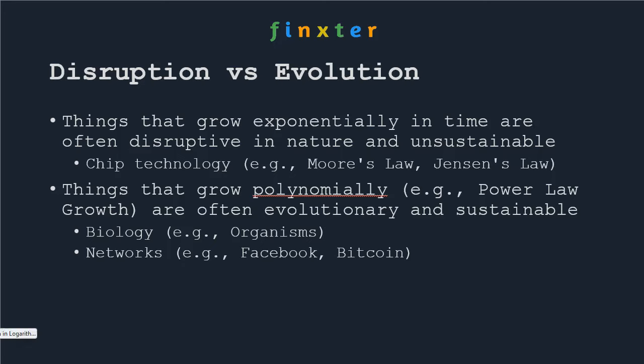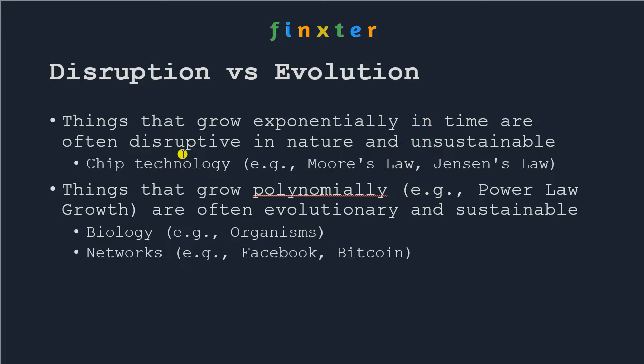Okay, let's have some general outlook, or maybe a bit more of a general view before diving into specific examples. Things that grow exponentially in time are often disruptive in nature and unsustainable. Unsustainable in a way that they cannot grow exponentially forever because it would break the system. And nature often doesn't allow us to maintain exponentials forever.